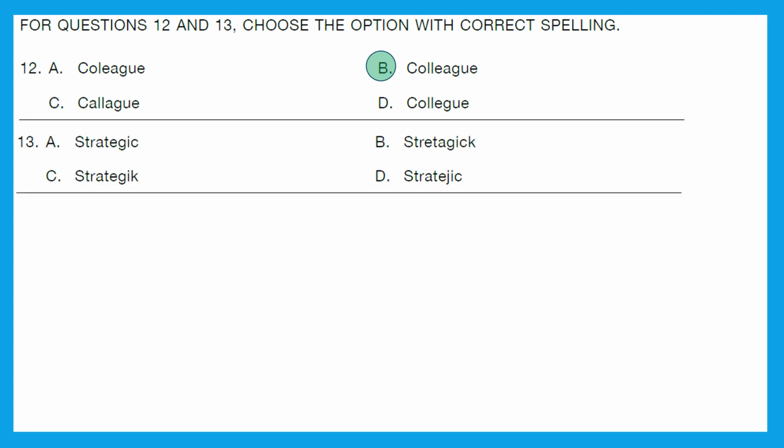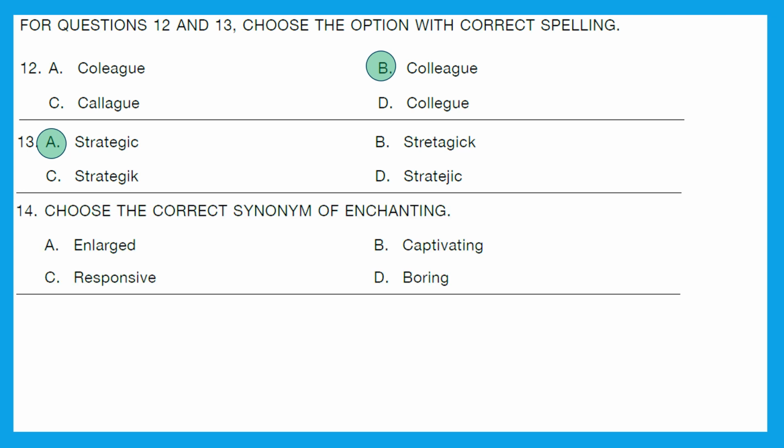Question 13. Looking at question 13, it seems that they're talking about strategic, which means something that is related to careful planning and plotting in order to achieve a certain goal. The spelling of strategic is S-T-R-A-T-E-G-I-C. Option A is the right answer.